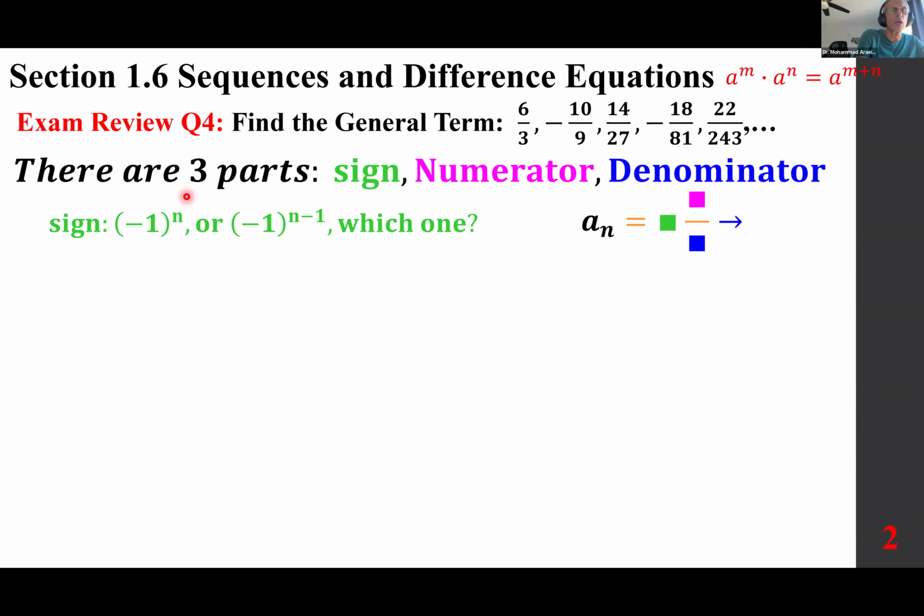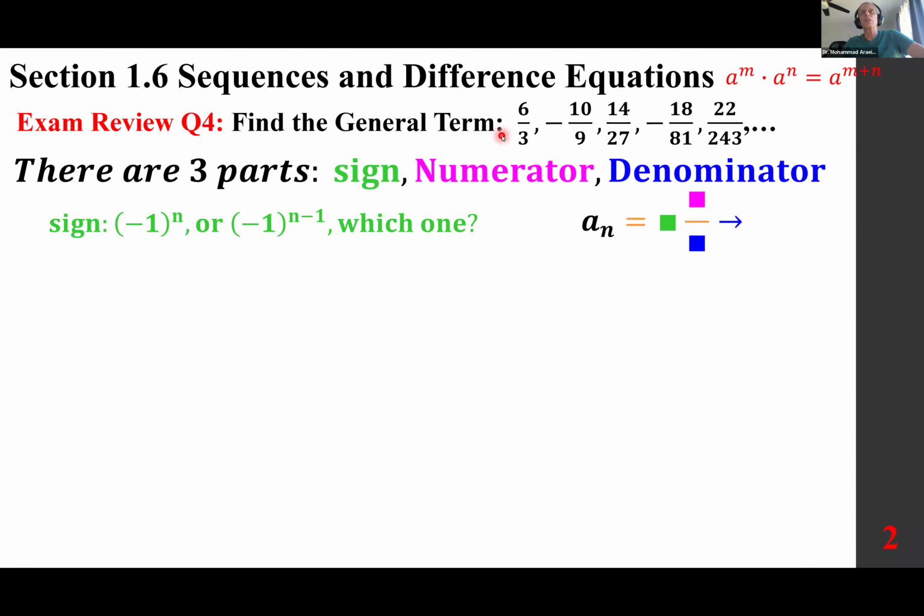All you have to do is plug in 1. If you plug in 1, negative 1 to the power of 1 is negative. But the first term is positive. Over here, negative 1 to the power of 1 minus 1 is negative 1 to the power of 0, which is positive. So this is the one we use, because the first term has a positive sign.